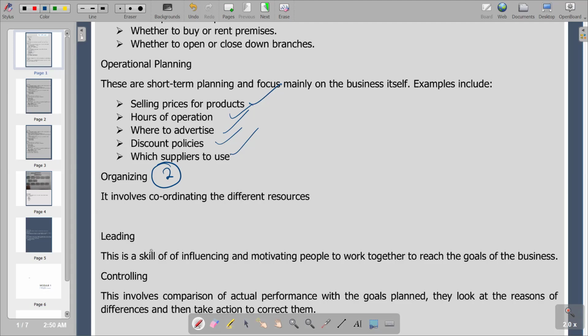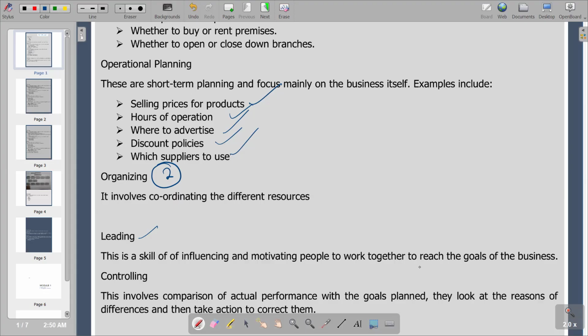Then we move on to the next one, which is going to be leading. So basically, leading, you're saying this is a skill of influencing and motivating people to work together to reach the goals of the business. So basically, that's the explanation on leading. And also, we can further on describe it as guiding, directing, or influencing. So the element of guiding, directing, influencing also describes leading.